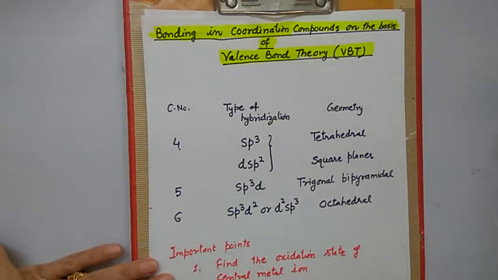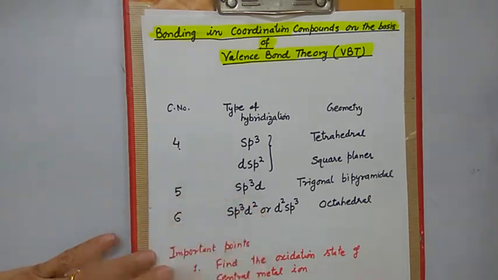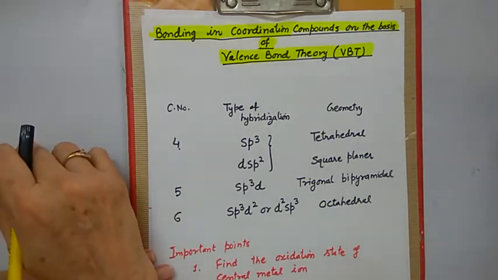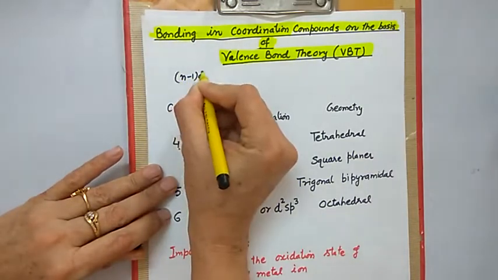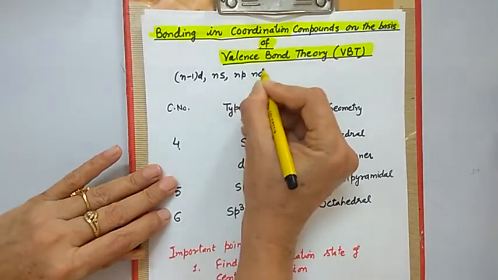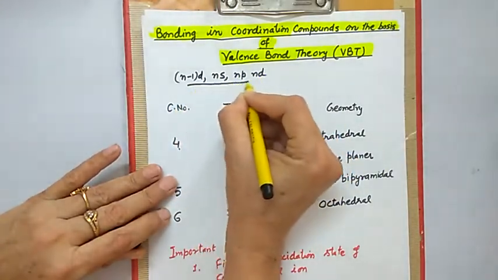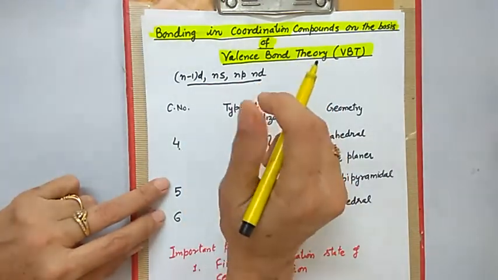In my previous video I explained that the total number of donor atoms which are attached to the central metal atom in a coordination compound is known as the coordination number. So depending upon the coordination number, the orbitals of the metal ion, which can be n-1 d orbitals, ns, np and nd orbitals, hybridize depending on the number of ligands to be attached.